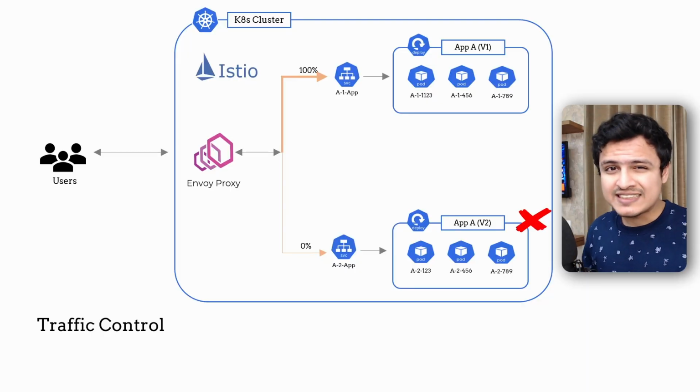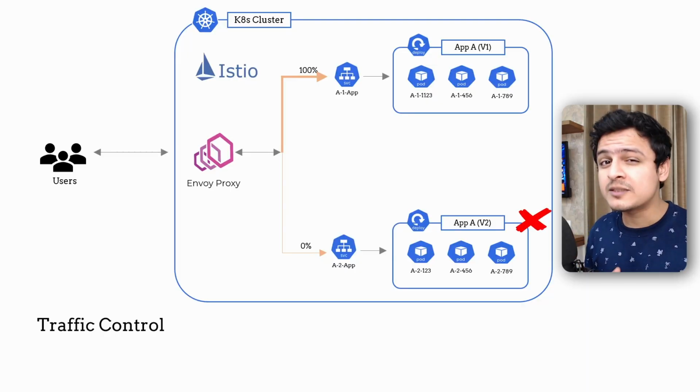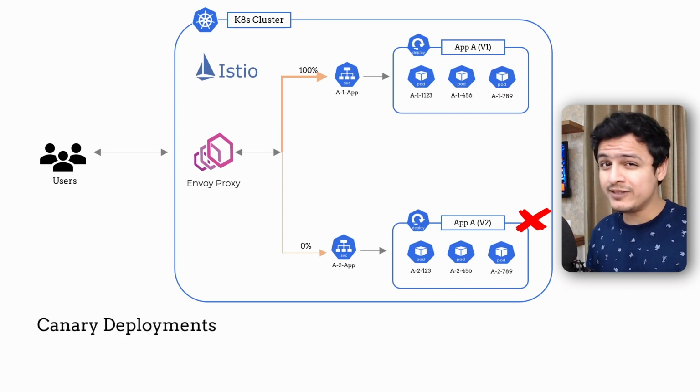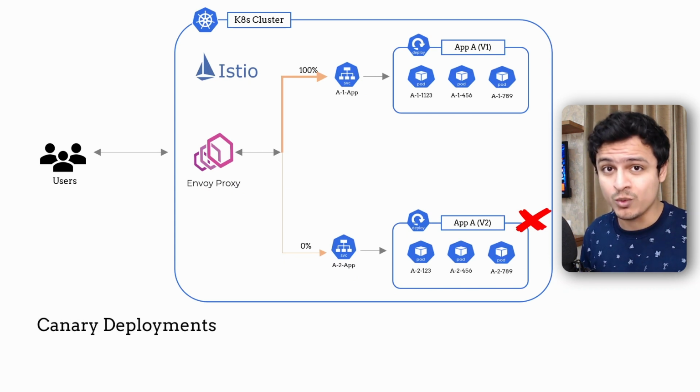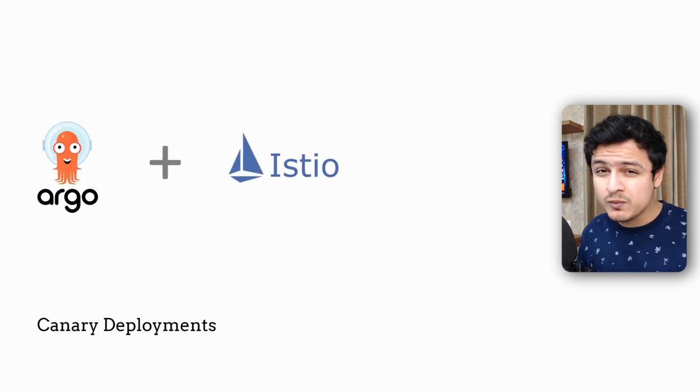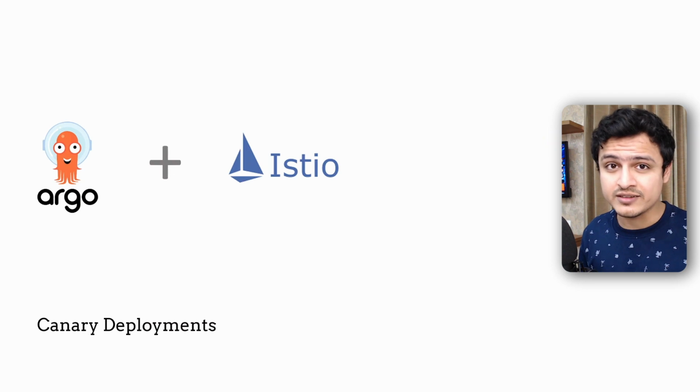The best part is that since the proxy action is transparent to the application running, you can achieve all of this without having to modify a single line of code. There are several tools like Argo Rollouts, which work really well with Istio to make this even easier. We'll definitely be covering canary deployments in a subsequent video, so you better make sure you're subscribed.